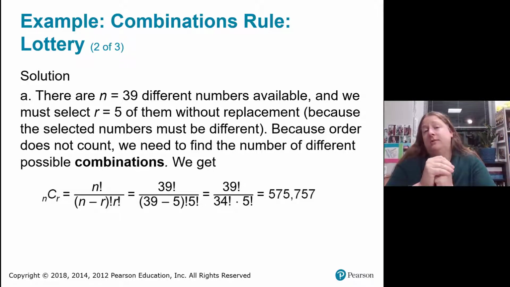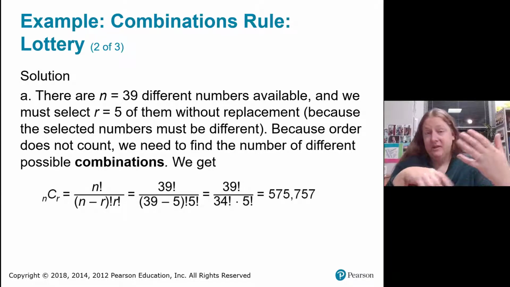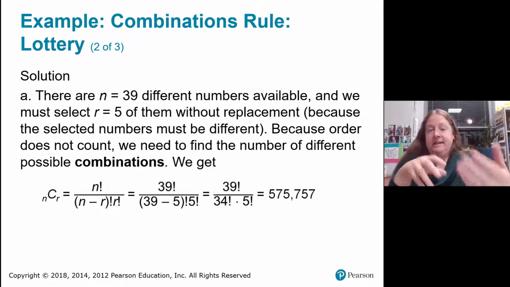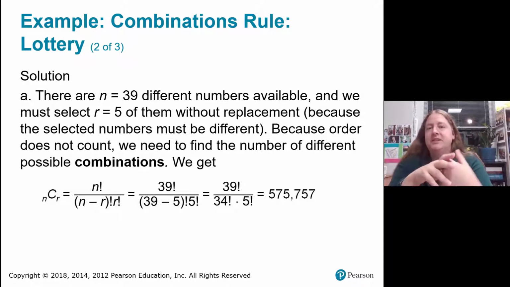But then the order of the 5 numbers doesn't matter. They're indistinguishable in this idea, all right? Even though we can tell the difference, we treat them as indistinguishable because we don't care what order they show up in. So we divide by the 5 factorial orders that they can fall into. So what that leaves us with is 39 factorial divided by 34 factorial times 5 factorial.